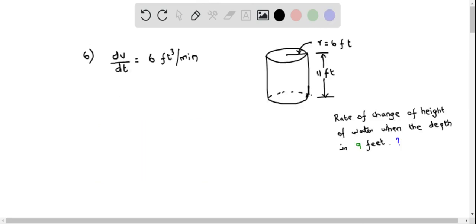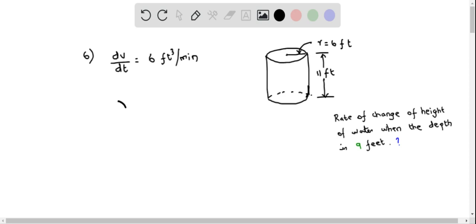Let's answer question 6. In this question, we are given that water is pouring into the right circular cylinder whose radius is 6 feet and height is 11 feet. And it is pouring at the rate of 6 feet cubed per minute. And we have to determine the rate of change of height of the water when the depth is 9 feet. So let's see how to determine this rate of change of height.